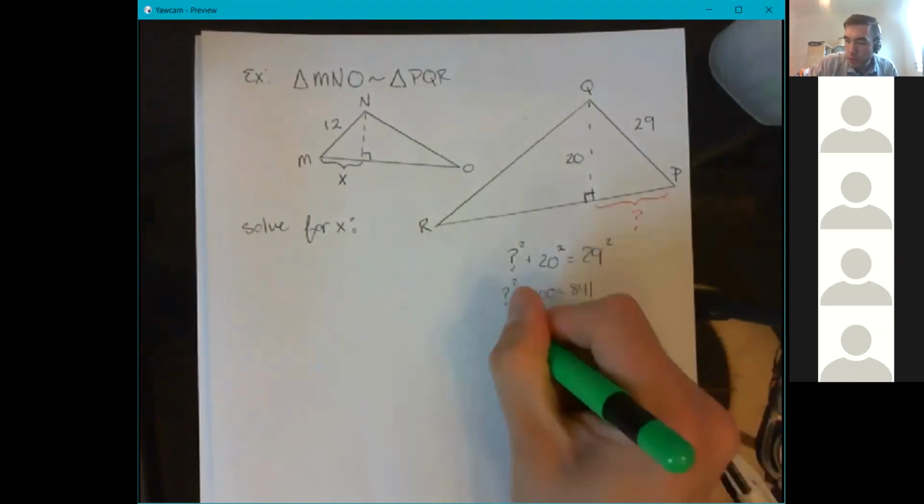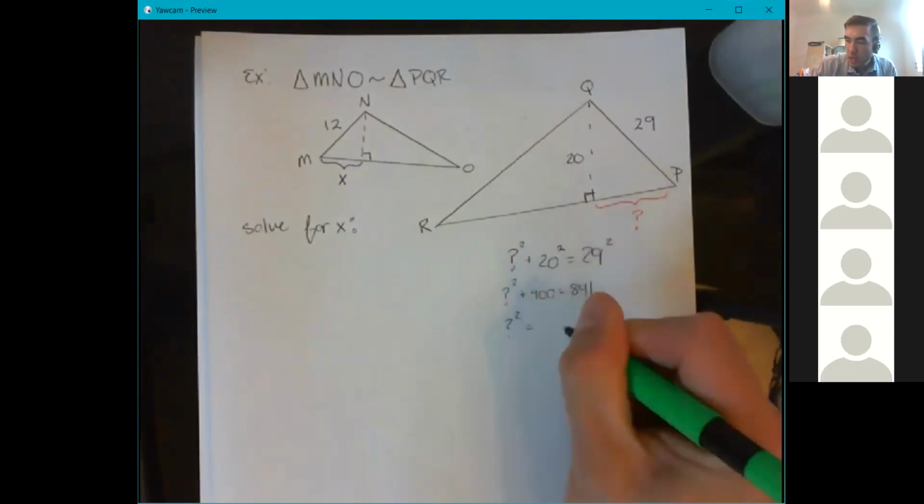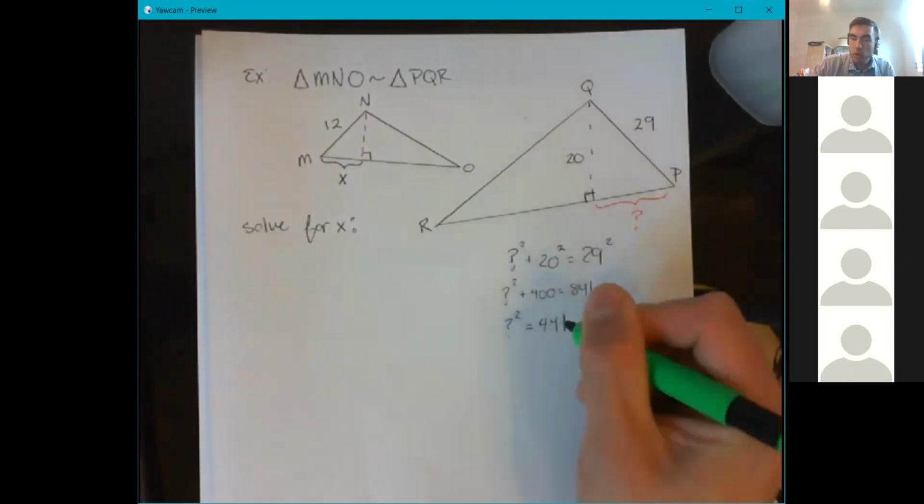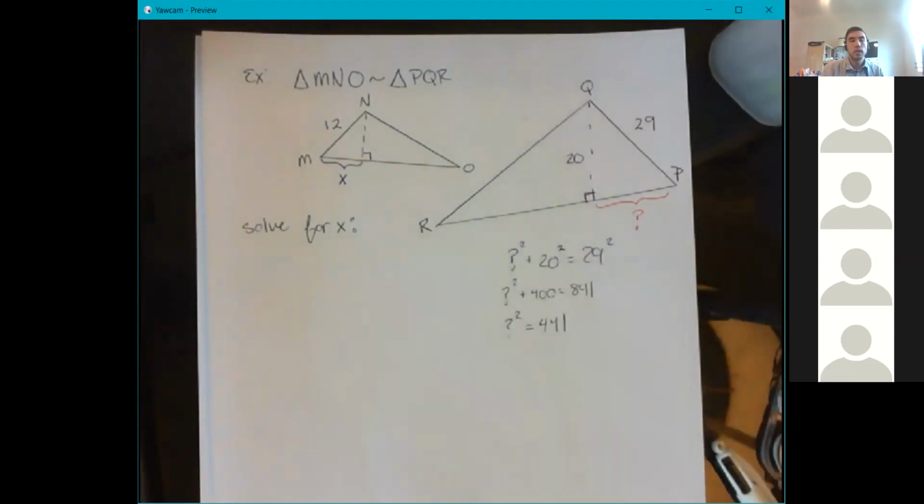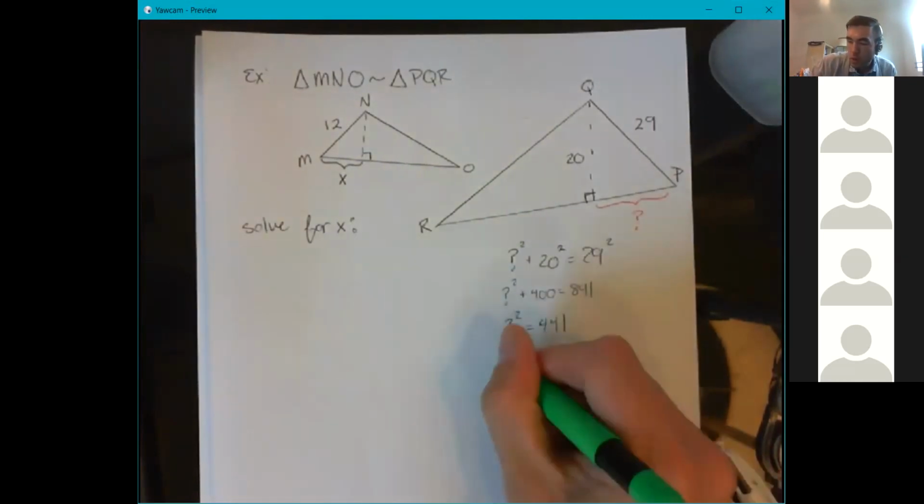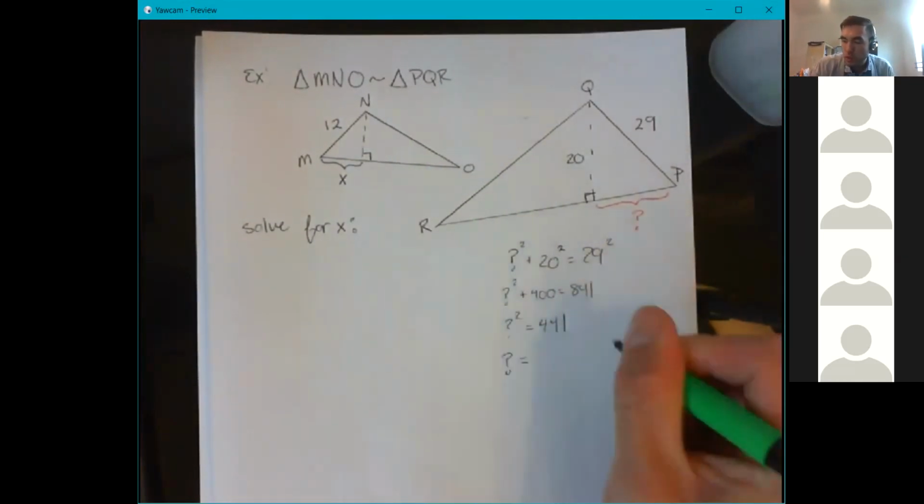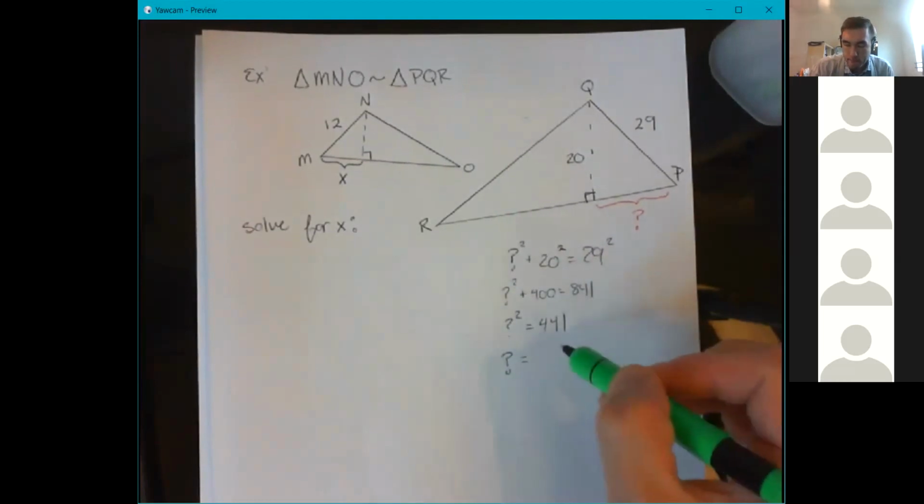Subtract 400 from both sides. Our unknown length squared is going to be equal to 441. And then how do I solve for that unknown length? Square root. Hit it with a square root. And so our unknown length is equal to, what's the square root of 441?